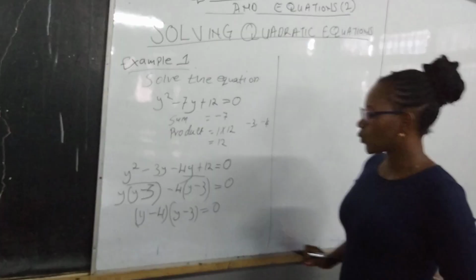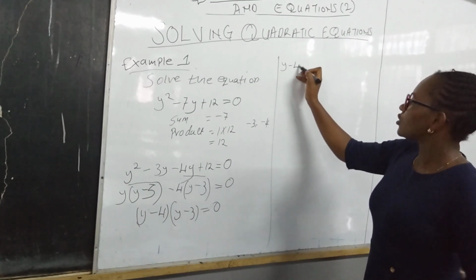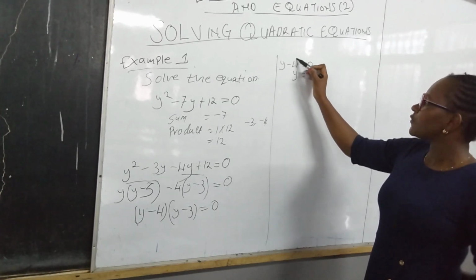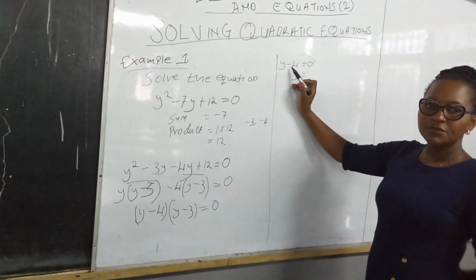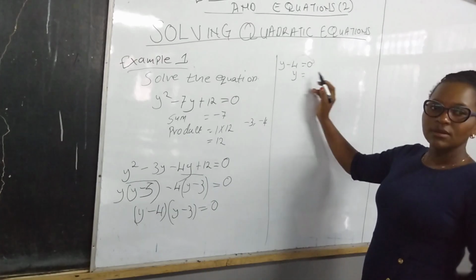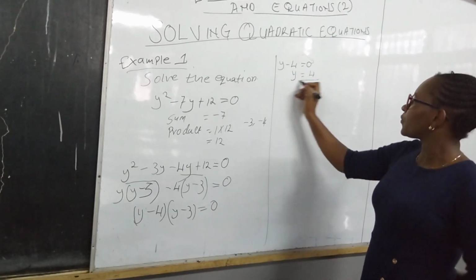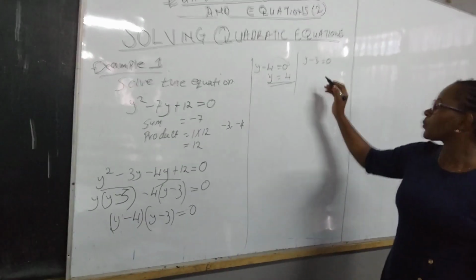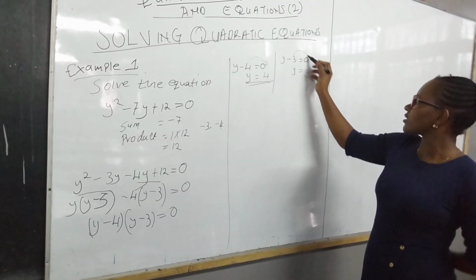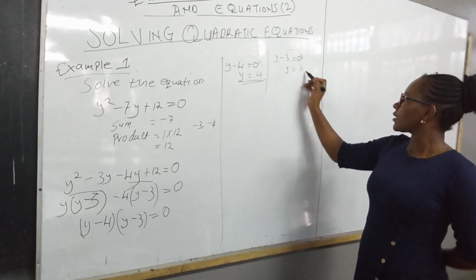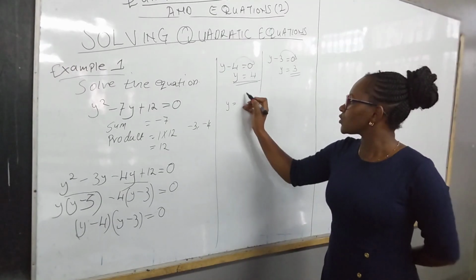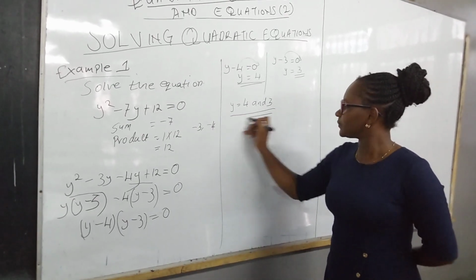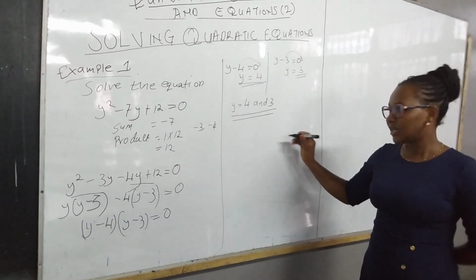From here, we say y minus 4 is equal to 0. That means the value of y is equal to, we take 4 to the other side. Here 4 is negative. When it goes to the other side of the equal sign, the sign changes to positive 4. And y minus 3 is equal to 0. Do the same: y is equal to, we take negative 3 to the other side, and the answer will be 3. That means the value of y is equal to 4 and 3. I hope you have understood.